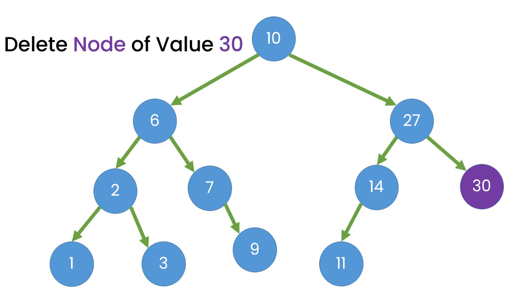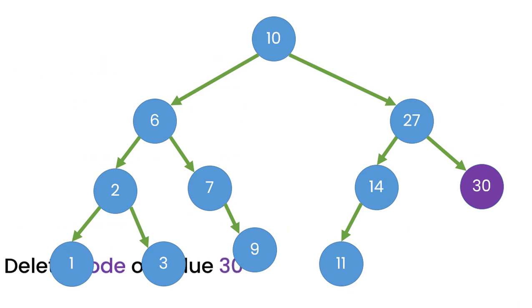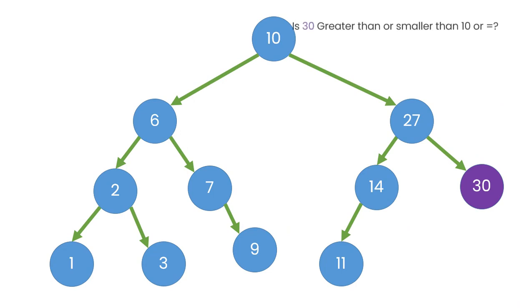Now we want to delete 30. How can we find this 30 at first? We need to use the searching algorithm of a binary search tree. Let's remove this title and start solving. Let's search for the value 30. Is 30 greater than or smaller than 10? It's greater, so now we move to the right.